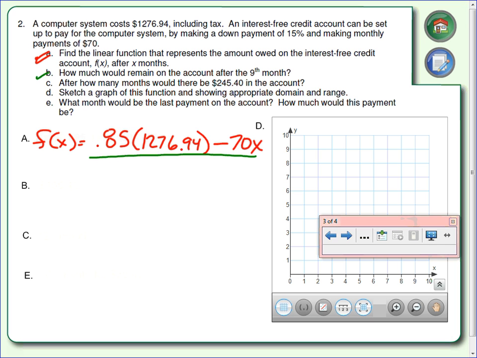Now what we're doing is trying to use this equation to answer Part B. And the question again was how much would remain in the account after 9 months. So here's what you're going to do to find the answer. Make sure you have the equation in. Once you have it in, go to your table, second graph. Now let me remind you, the x column represents the number of months. The y column represents how much money you still owe. So go down the x column and find 9 months. And what do you see right next to 9 months?